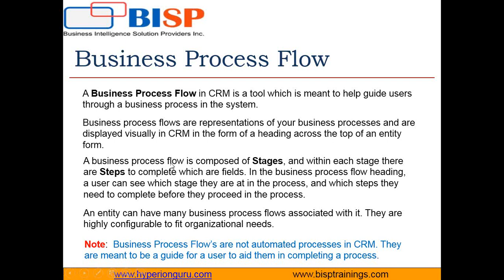Basically, a business process flow is composed of various stages, and every stage can be composed of a couple of steps to complete, which are fields. There are a lot of examples of using business process flow in an organization. For example, you might want to create a business process flow to have everyone handle customer service requests the same way, or to require that people get approval for an invoice before submitting an order.